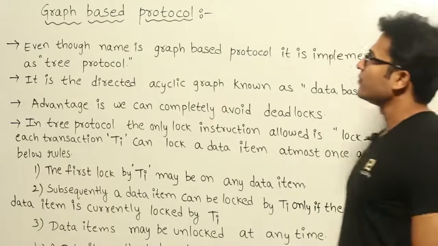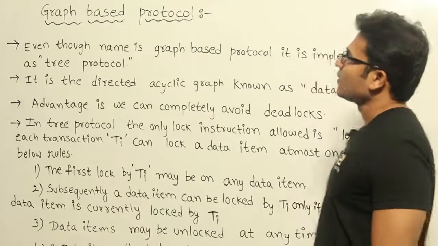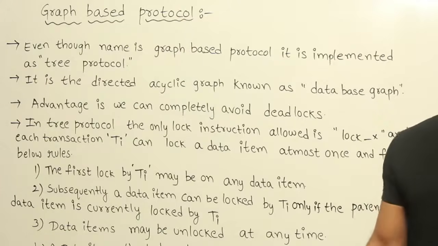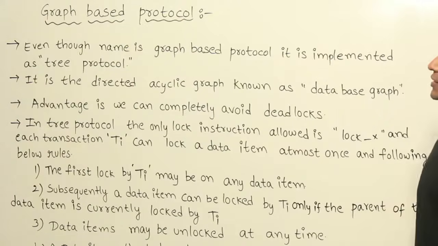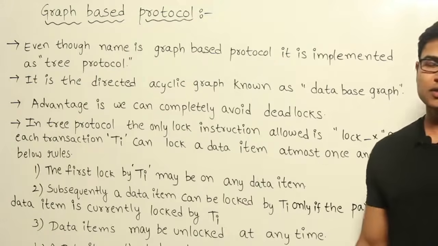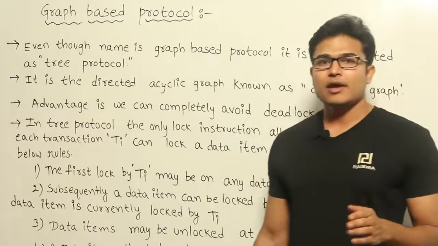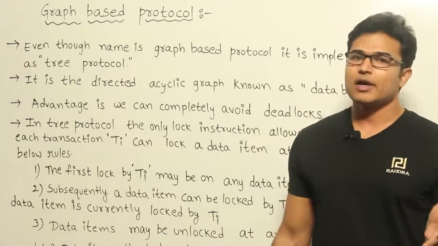Now let's see graph based protocols. There are two reasons why we go for this graph based protocol. One thing is, whenever we use any locking, it is also based on locking only. Whenever you use locking, the problem is deadlock, right? And we have to avoid deadlock in two ways.